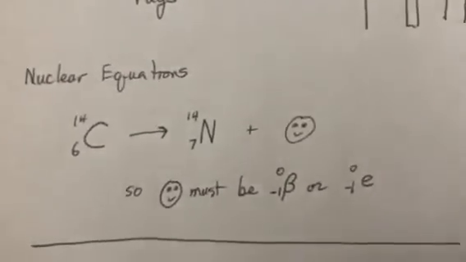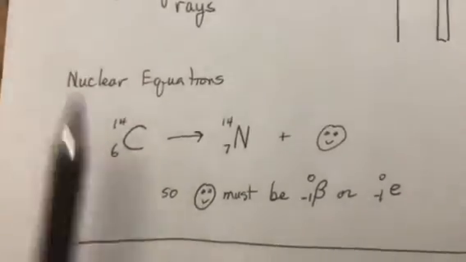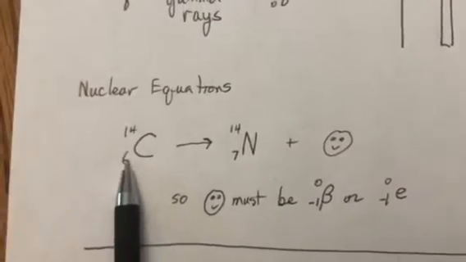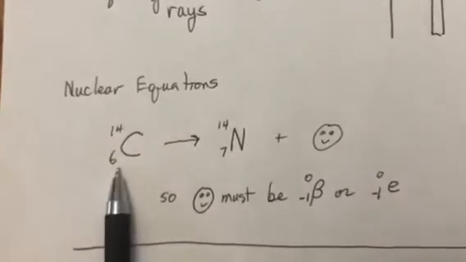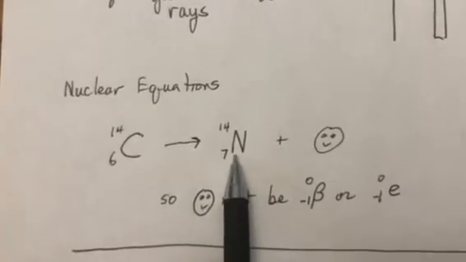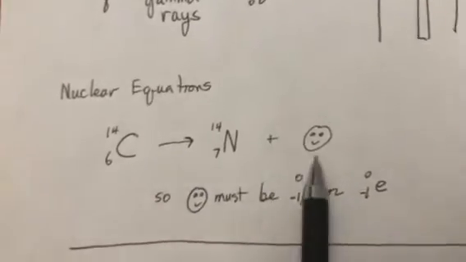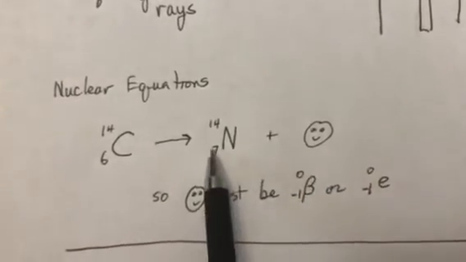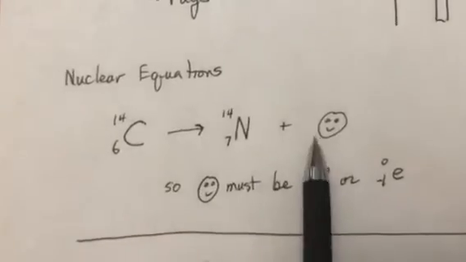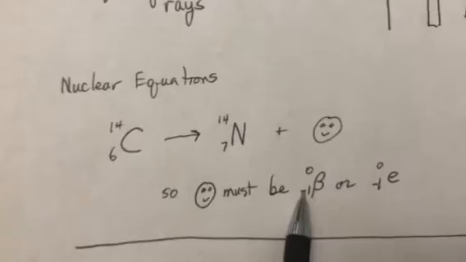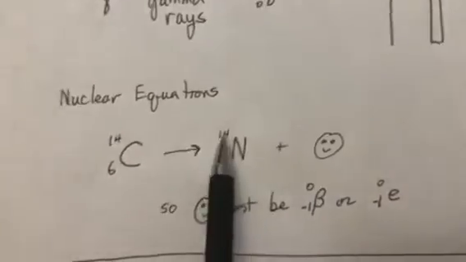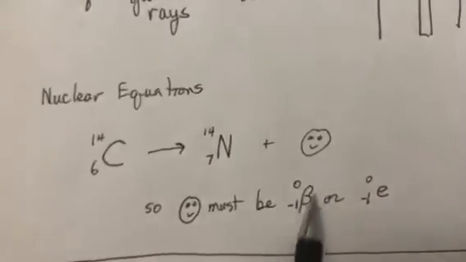Now, nuclear equations, law of conservation of mass here. If you have carbon with 6 protons and 14 particles in the nucleus, and it turns into another element, these numbers still have to add up. What I mean is that these two here have numbers and they have to add up to 6. What plus 7 is 6? -1. What plus 14 is 14? 0. Oh! Happy face is an electron.